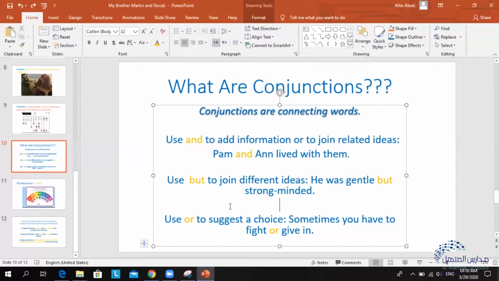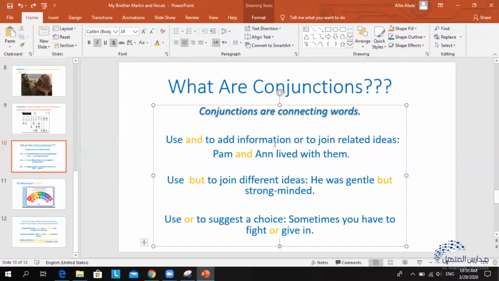And if one wants to show choice in a sentence, one would use the conjunction "or." In this example we have here, "Sometimes you have to fight or give in or surrender." Sometimes we fight, sometimes we surrender. So if we want to show a choice, we would use the conjunction "or."